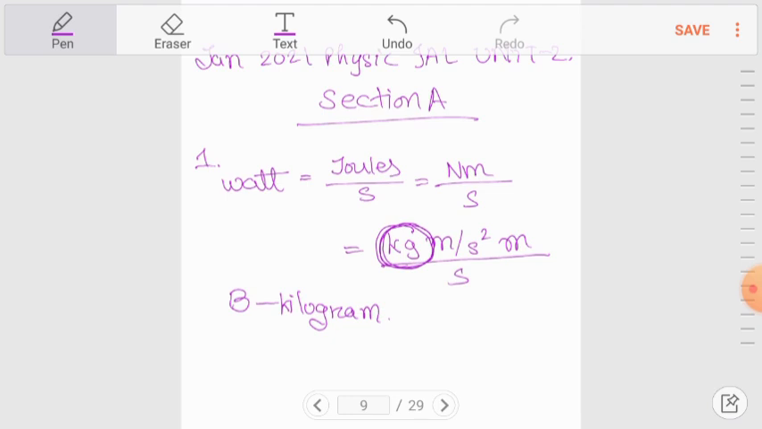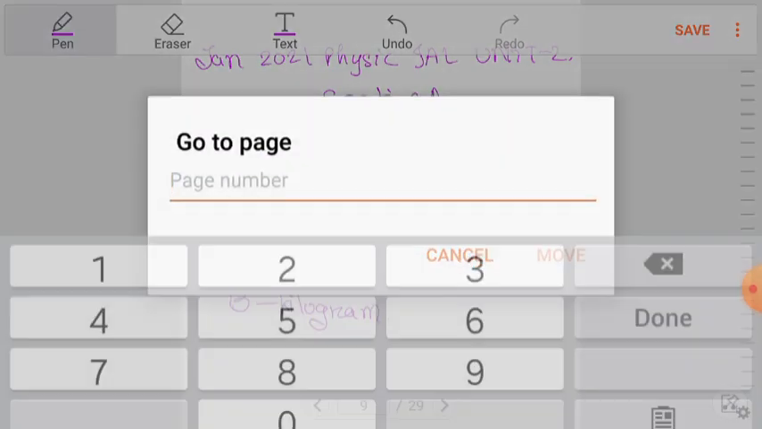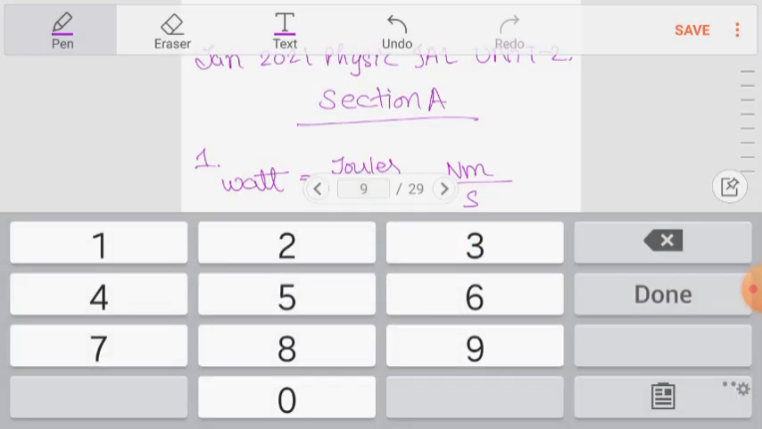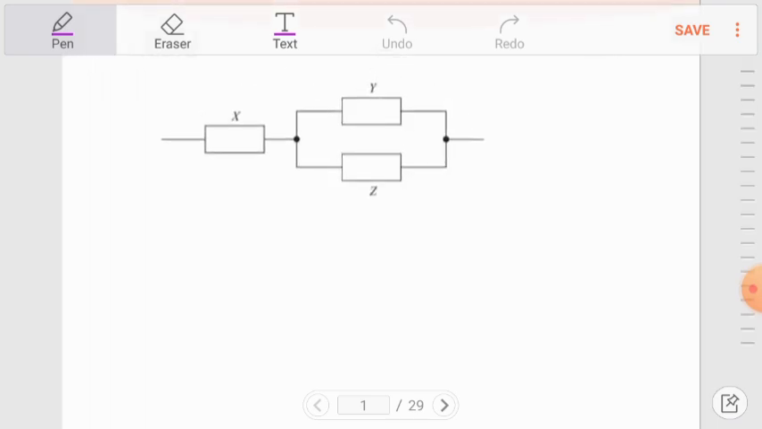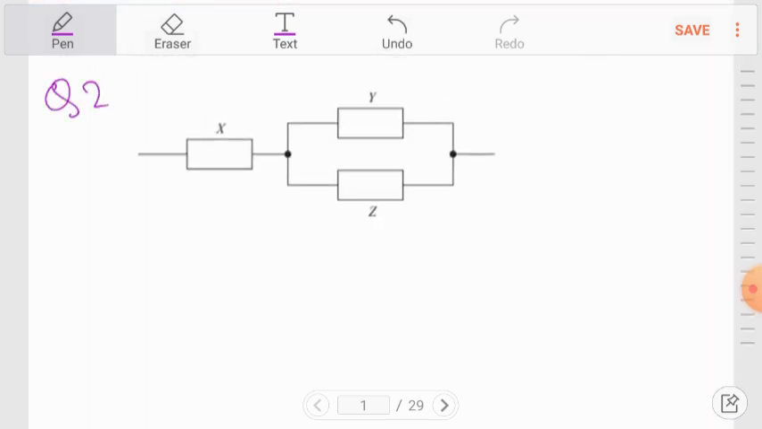I hope question number 1 was clear. I'm moving to question number 2. Question number 2 has a drawing, and I've already done the drawing before, so I'm just moving to that page. Here is the drawing for question number 2. So I'm solving question 2 from section A.